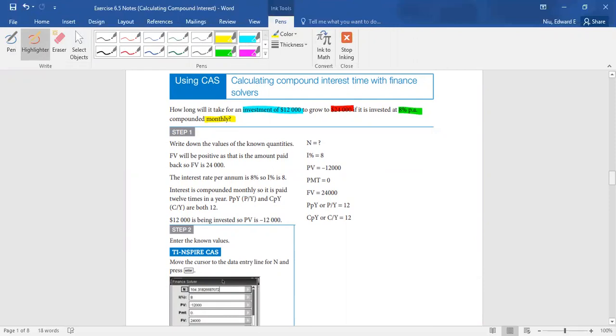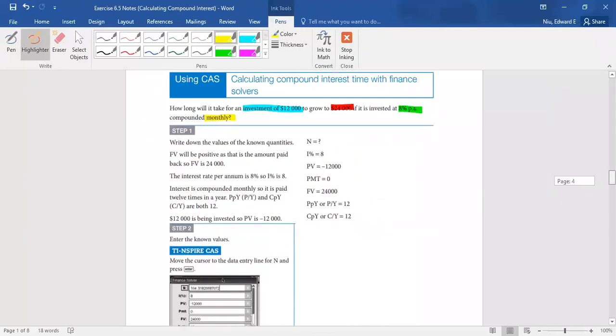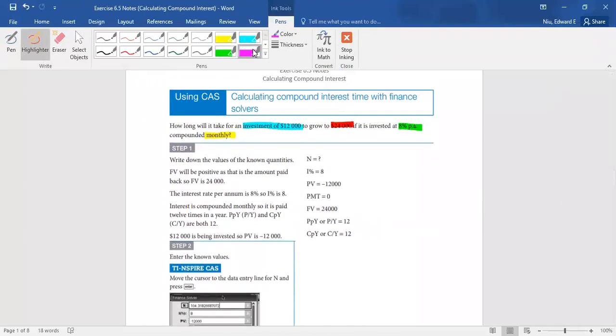So we don't know how many years it's going to take. So the part in purple that we had, we don't know anything about this. This is what we're trying to figure out. All right, so this one here is what we're figuring out.